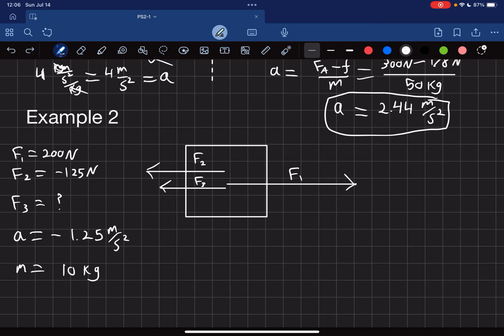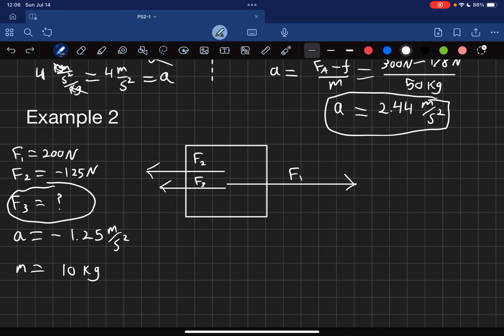In both of the previous examples, we've been solving for acceleration. In this example, we're actually going to be solving for a force. And we know what the acceleration is. Luckily, we already have the free body diagram drawn. If the free body diagram was not there, we should draw it.